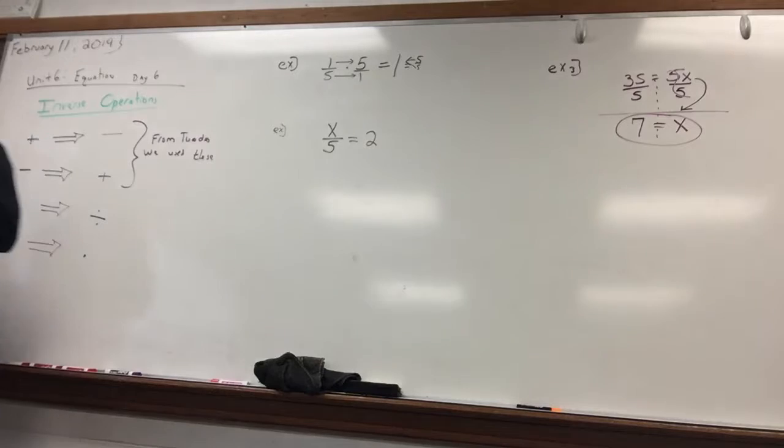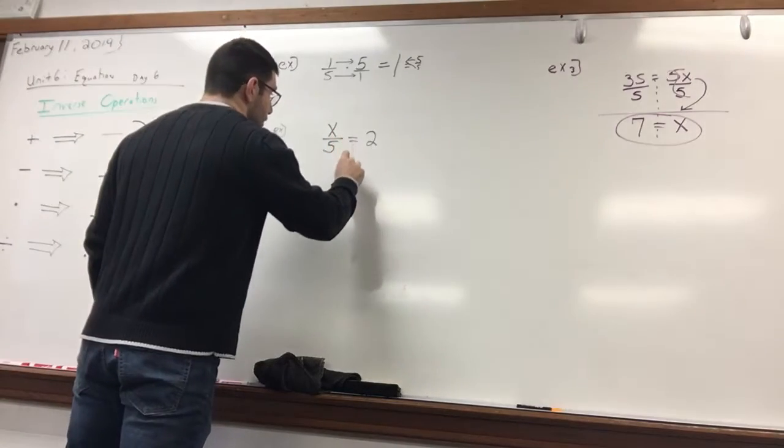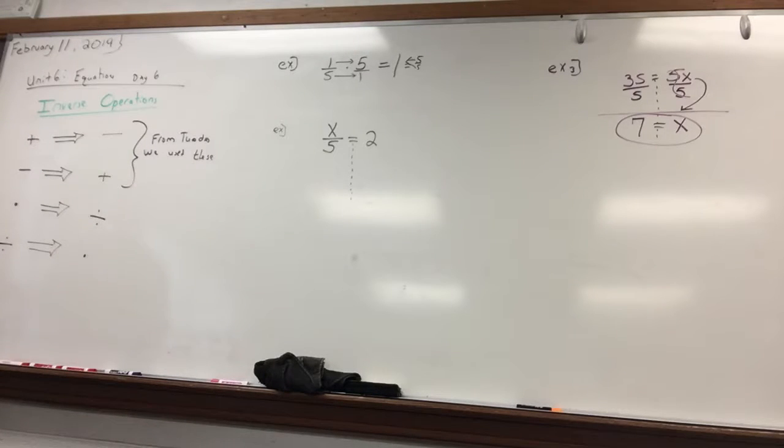It says x divided by 5 equals 2. We start this process the same exact way. We still split it down the middle. We find the balance point. The goal is to isolate the x. How many x's do we have here?